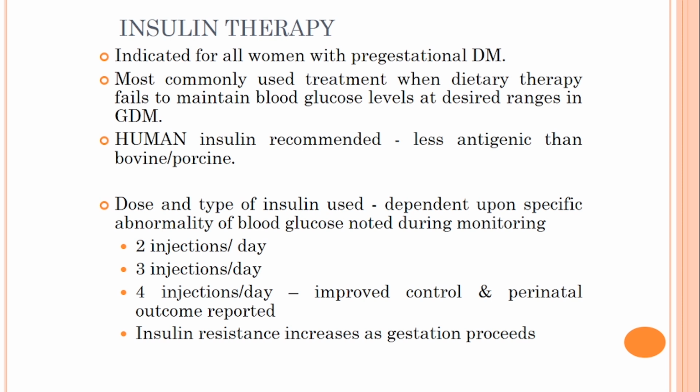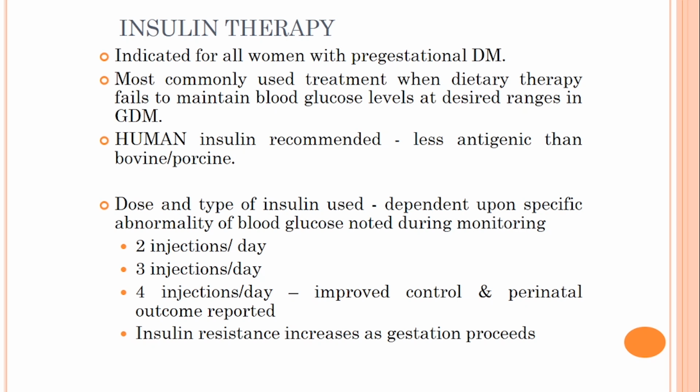So, what are the various forms of insulin? Generally, human insulin is recommended because human insulin is less antigenic than bovine or porcine. So, which dose should we use? Dose and type of insulin used are dependent upon the specific abnormality of blood glucose noted during the monitoring. Regimens of injection can be two injections per day, 3 injections per day, or 4 injections per day.